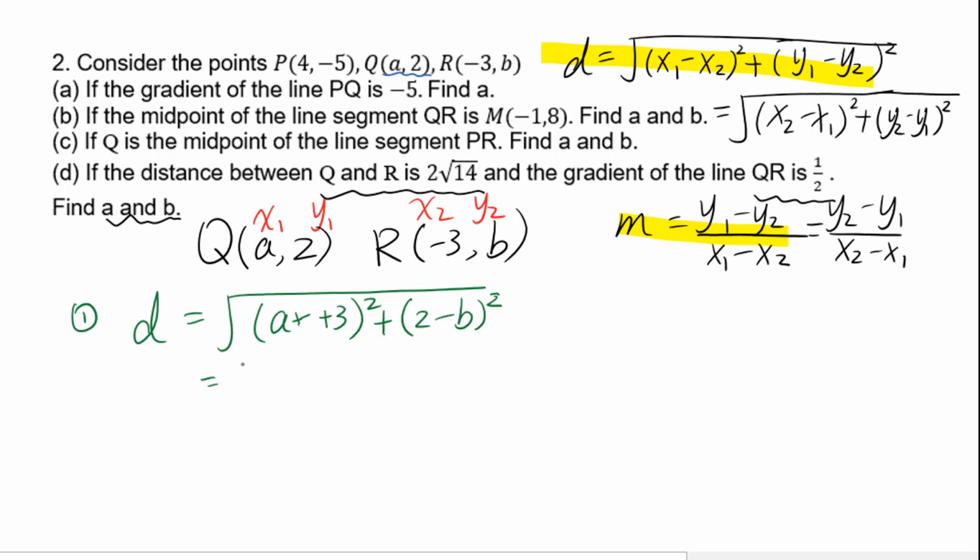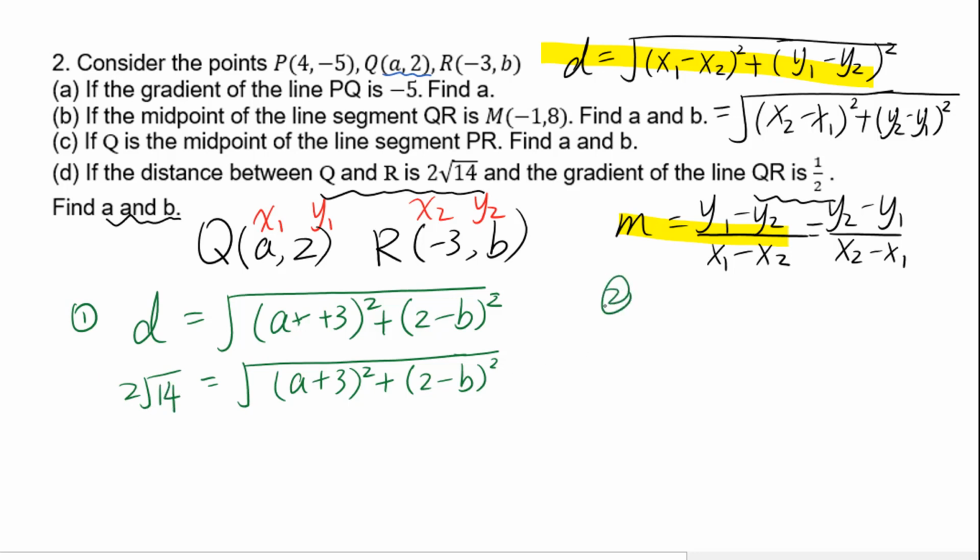Negative negative will be a positive. So you have a square root of (A plus 3) squared plus (2 minus B) squared. This equals 2 square root of 14.